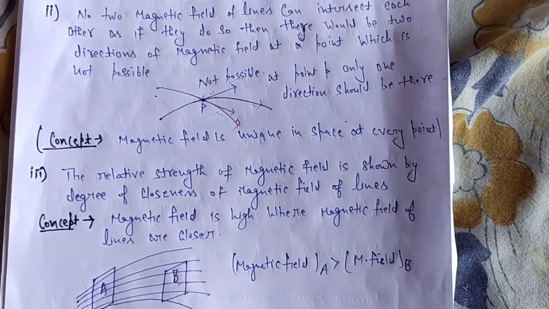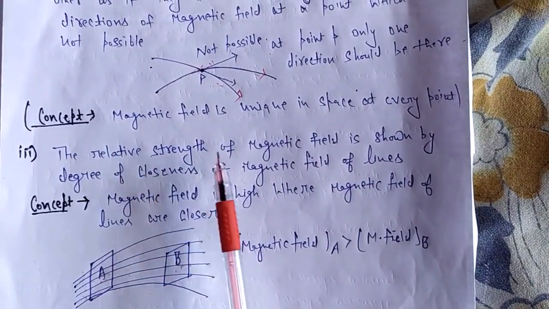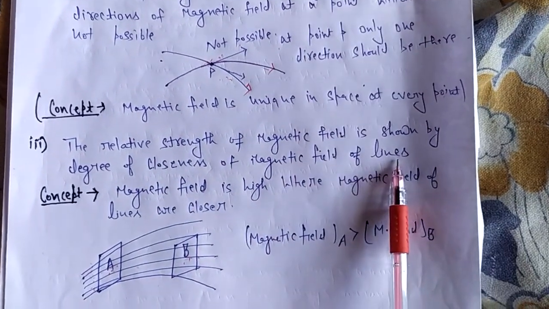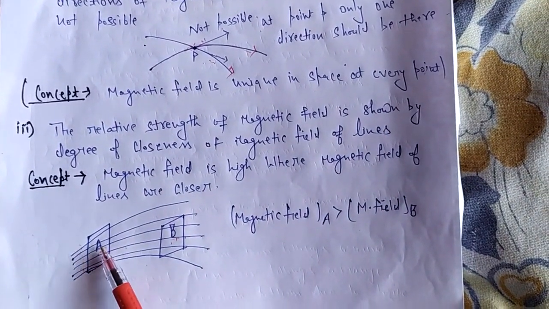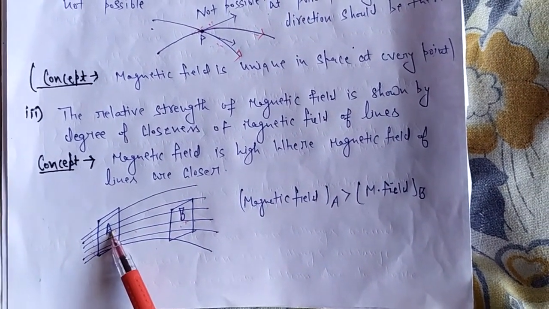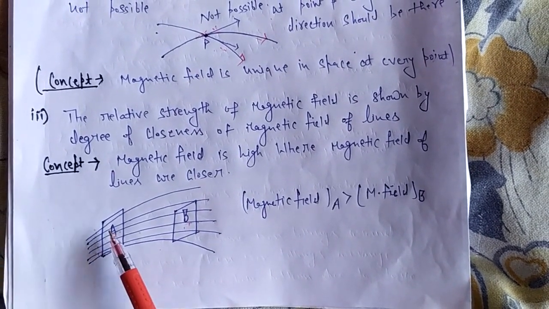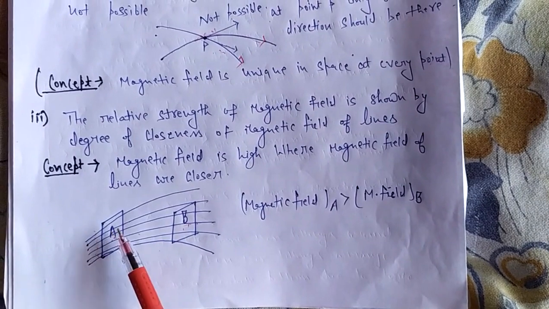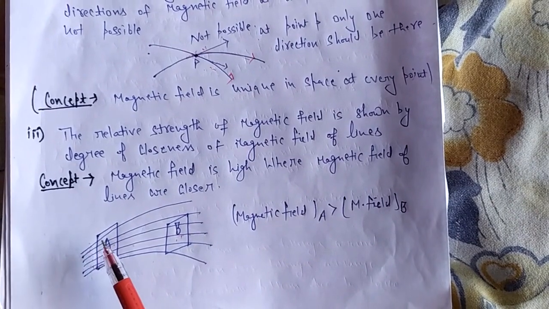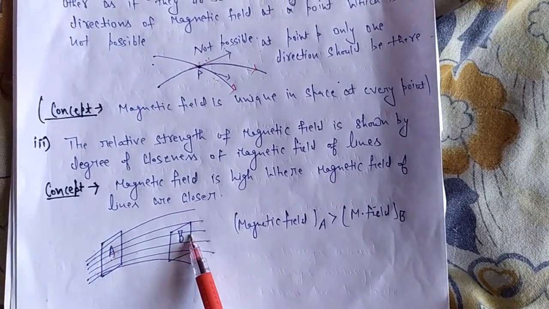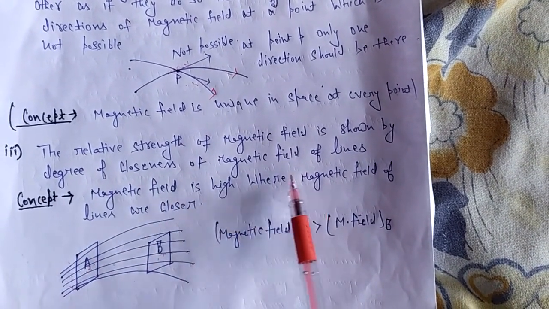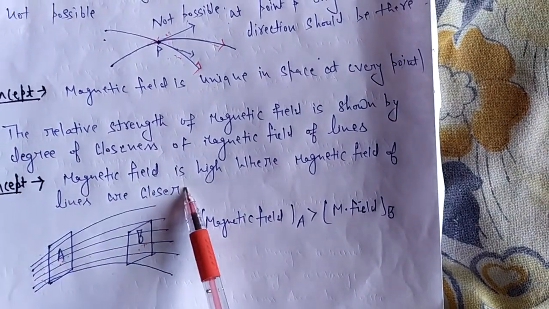Clear? Okay, third property, the main one. The relative strength of the magnetic field is shown by the degree of closeness of the magnetic field lines. For example, we have region A and region B. Here the density of lines is maximum, meaning there is more crowdedness of magnetic field lines in region A in comparison to region B. It means the magnetic field in region A is higher than in region B. Or we can say the magnetic field is high where the magnetic field lines are closer.